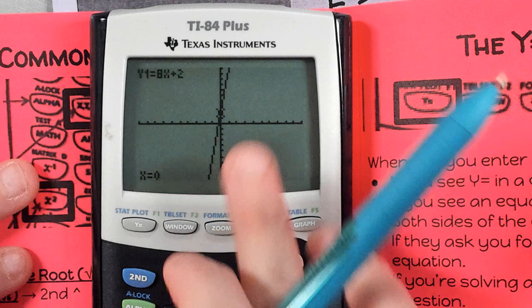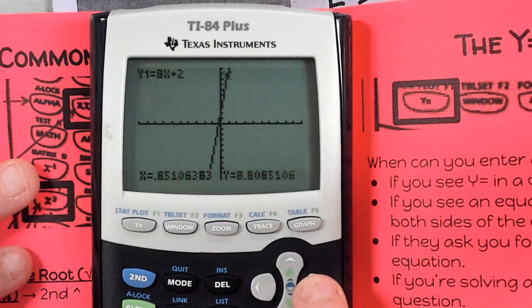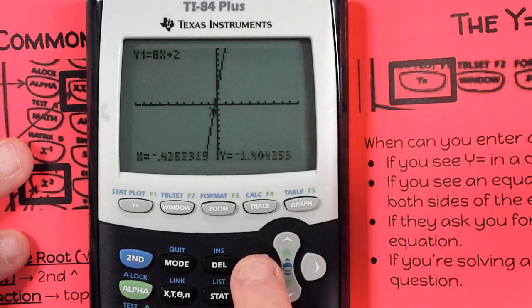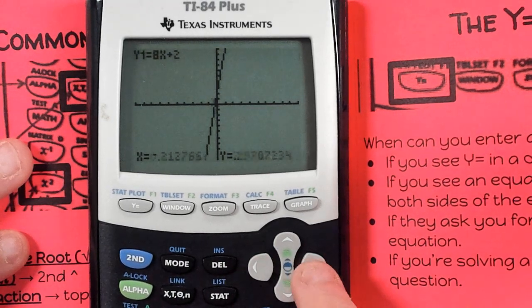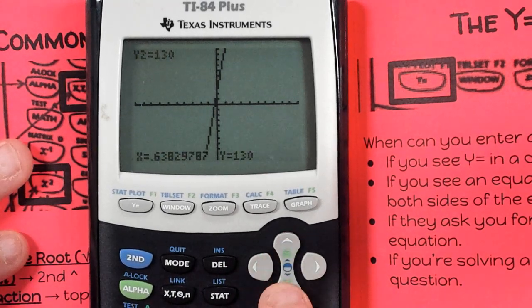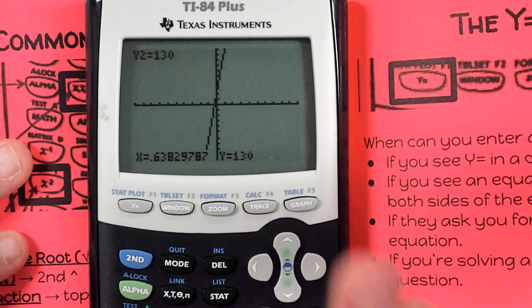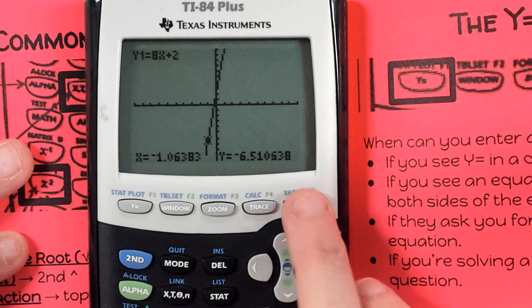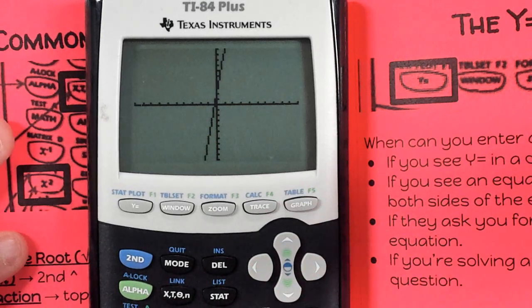Trace allows us to literally trace the line. If we move the arrows left and right, we can move up and down the line. If we have two lines, we can move between them. And we actually do have a second line, we just can't see it. So we can move between them. And then Graph just lets us look at a picture of the graph.